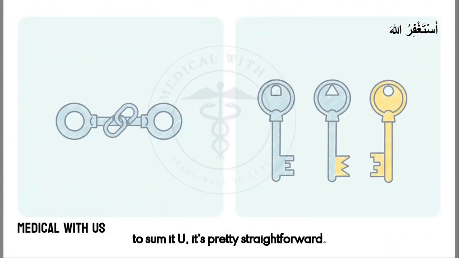So to sum it up, it's pretty straightforward. Every single amino acid has the exact same backbone. That's what allows them to link up in a chain. But each one has a unique side chain, that R group, which determines what it can do. It's kind of like a set of keys. They all have the same handle, but the teeth on each one are different, letting them open different locks.